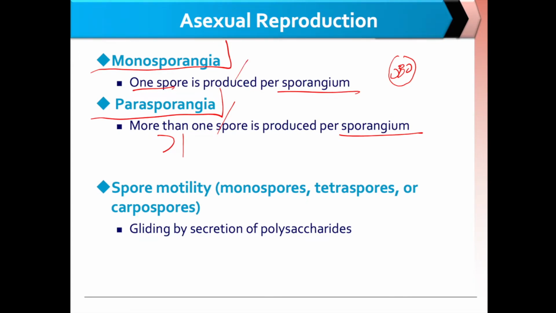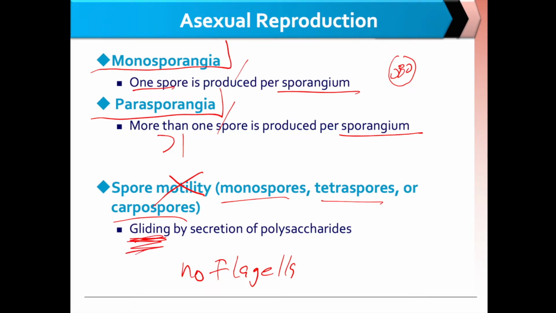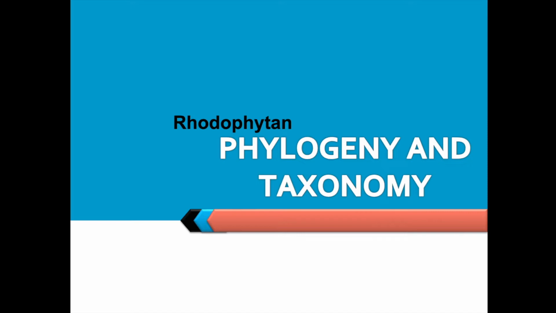And the spore, in terms of spore motility, we have the monospore, tetraspore, or carpospores. These are entirely non-motile type of spores. Ibig sabihin, no flagella. So, what type of movement can they do? They can't do anything. No? Ang type of movement nila ay through gliding lang, through mucus secretion or through secretion of polysaccharide. So, yung spore mo, para maagalaw, magsisecrete siya ng mga mucilage or polysaccharide para kumapit siya at somehow makagalaw ng paunti-unti. So, hindi siya talaga motile. Limited yung kanyang spore motility.